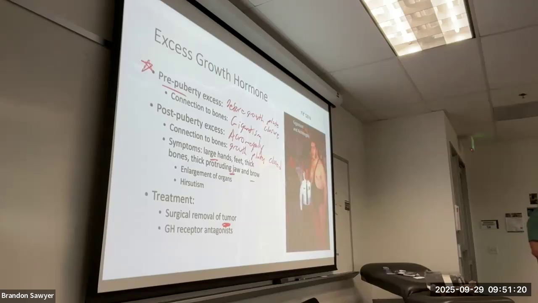So the pre-puberty excess leads to excessive growth across the entire body, versus post-puberty, which is more secondary. The symptoms of acromegaly are just where we can see it, right? But it still leads to enlargement of organs and things like that too, which is damaging for sure. Acromegaly, if left untreated, probably has longer-term health implications than gigantism that was treated after it was noticed. Other questions on that?